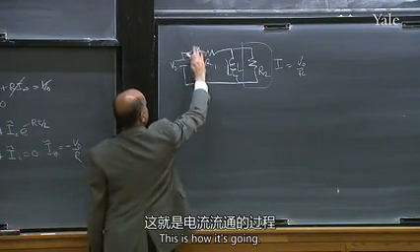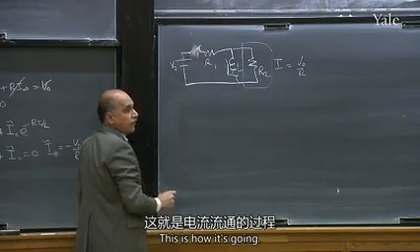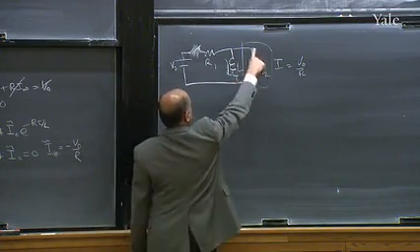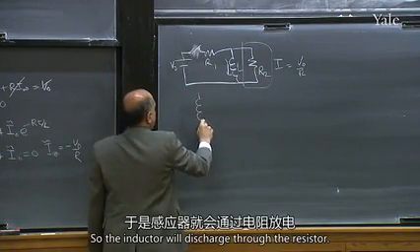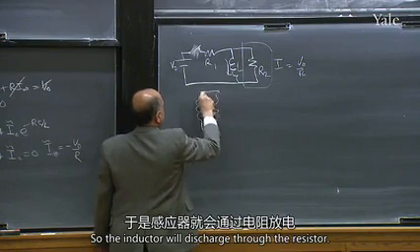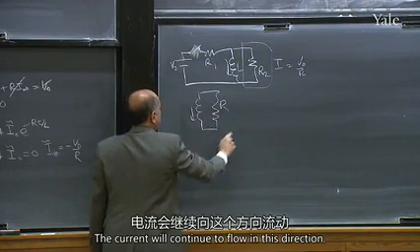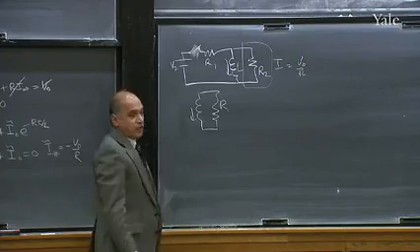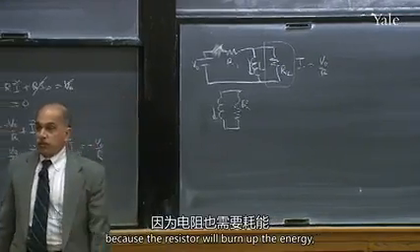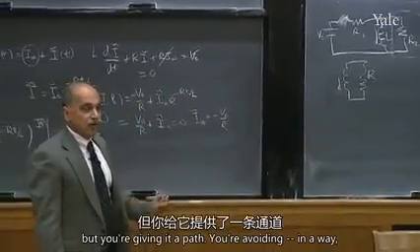But now if you throw the switch open, you have given it a path to discharge. So the inductor will discharge through the resistor. The current will continue to flow in this direction. Of course, it cannot flow forever because the resistor will burn up the energy. But you're giving it a path.